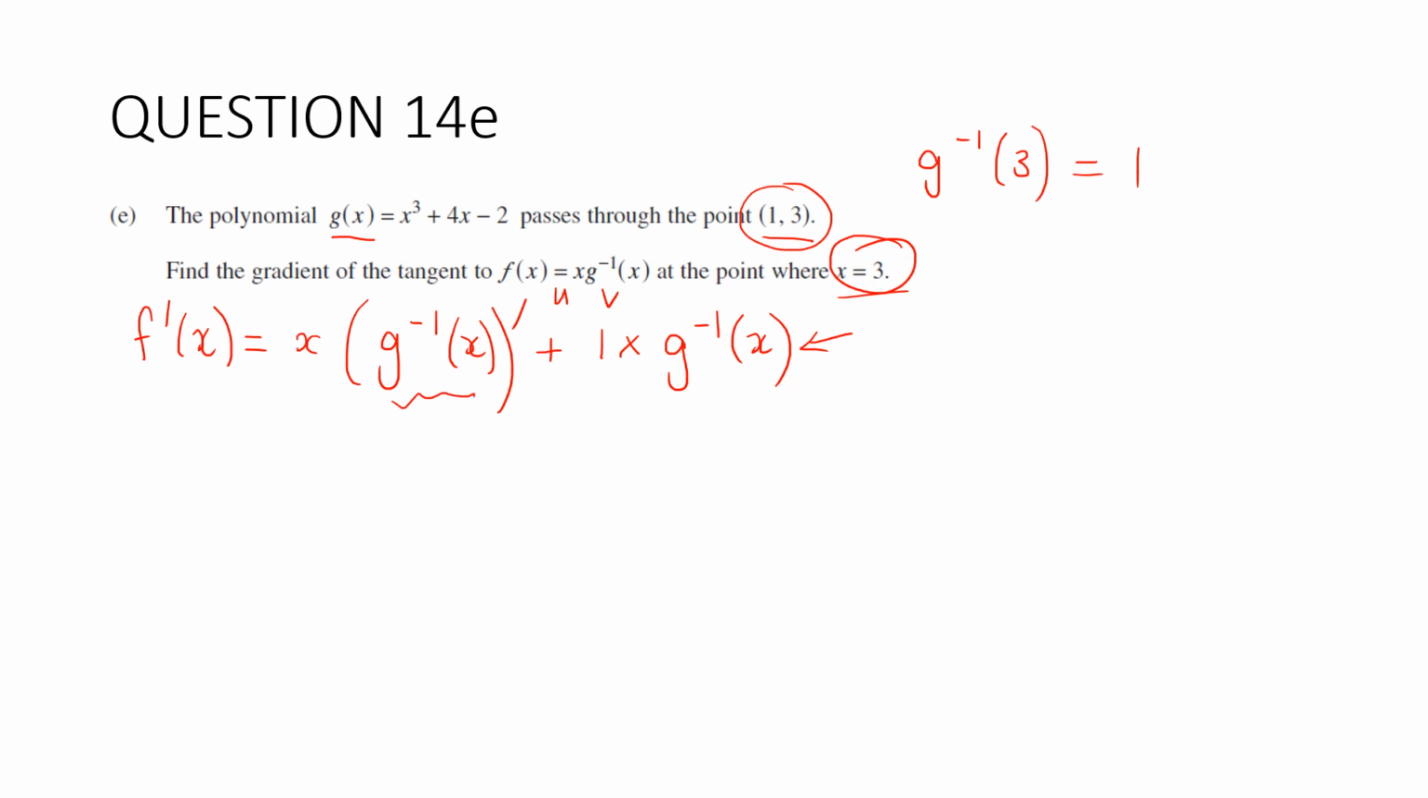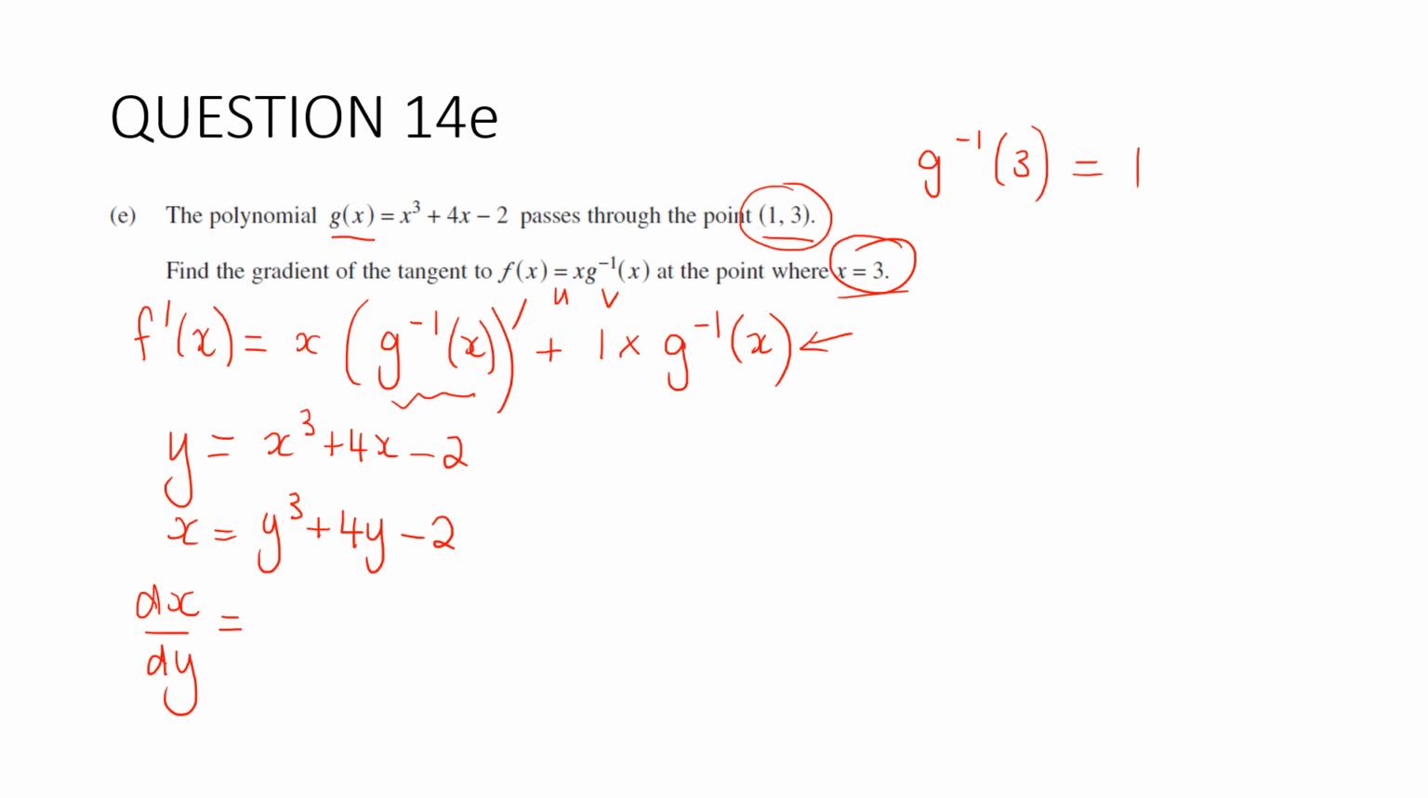But the second thing is this. We need to try and work this out. So we'll start by saying let y equal x cubed plus 4x minus 2. Let's form the inverse relation. So x is equal to y cubed plus 4y minus 2. Now we can't make y the subject there. But what we can do is dx dy. So I'm differentiating this with respect to y. That's 3y squared plus 4. And so dy dx is equal to 1 over 3y squared plus 4.